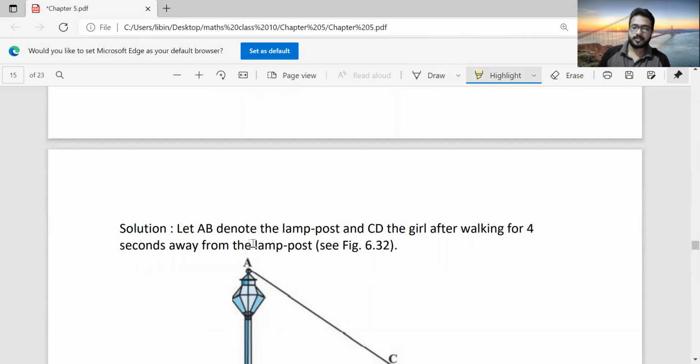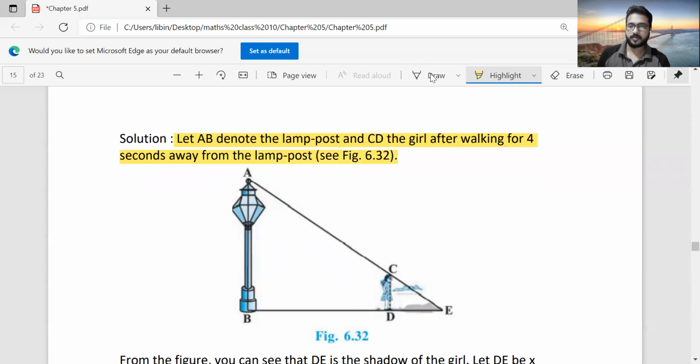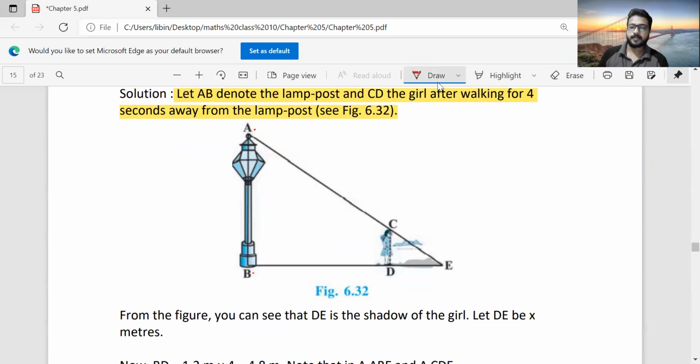So let us see. We are going to note the lamp post as AB and CD as the height of the girl after walking 4 seconds away from the lamp post. You can see the figure 6.32. We have noted the post as AB and CD as the height of the girl after walking 4 seconds away from the post. Now from the figure itself, we can understand that DE is the shadow of the girl. Clear? So let DE be X meters. We are calling DE as X meters.